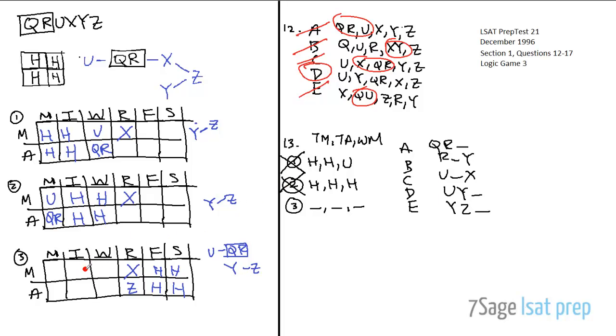So let's start here. Q, R, blank. No, these two have to be together, so that's clearly not correct. How about R, blank, Y? What do we know about R? R has to be with Q, so R can't be alone, right?